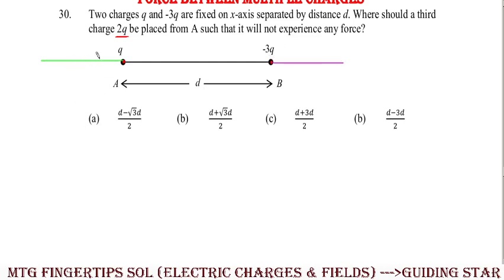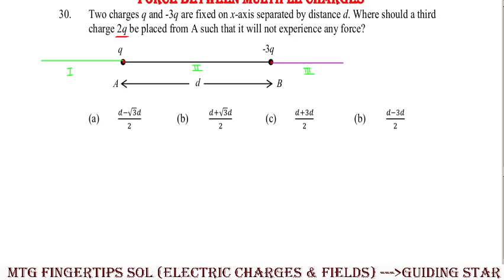Clear. So region number... if we divide it like this, region wise, region 1, let in between them be region number 2 and at the right side be region number 3. Where do we place the charge so that the force on it will be 0?